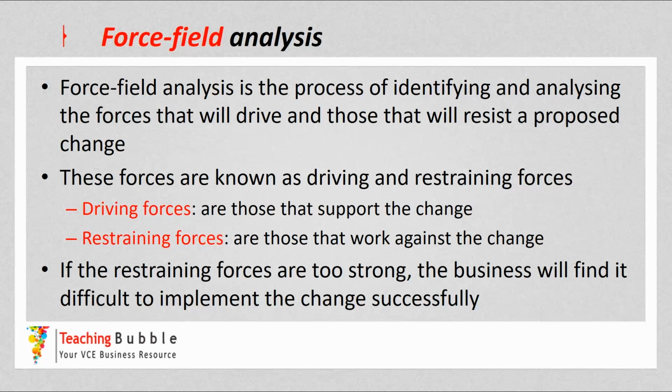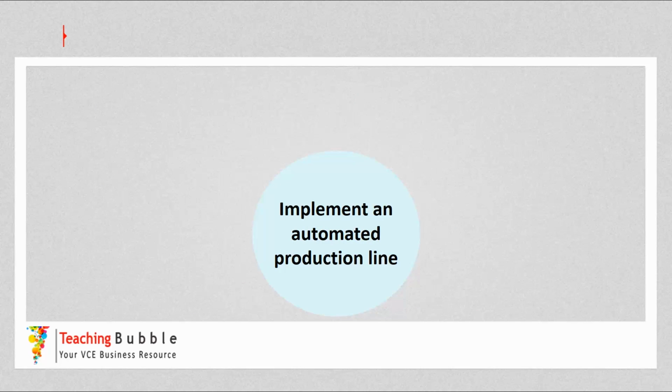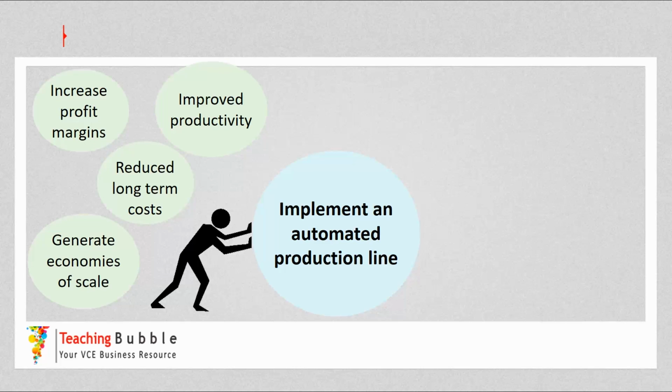So let's just look at an example. Let's say there's a business that wants to implement an automated production line. There would be forces that would support that change and push the business towards it, and they are the driving forces. They could be things like increased profit margins. Maybe it improves productivity. It could be that it reduces the overall long-term costs. Maybe they're able to operate on a larger scale now and generate economies of scale. Now, I'm just making those things up.